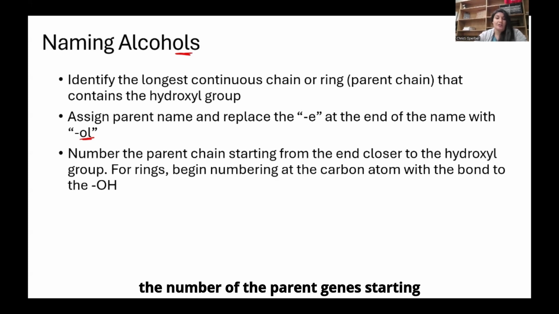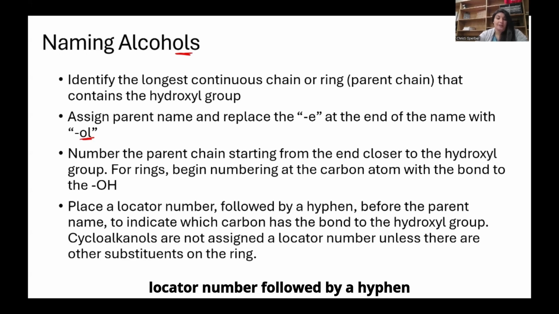Then number the parent chain starting from the end closest to the hydroxyl group. For rings, begin numbering at the carbon atom with the bond to the OH. Place a locator number followed by a hyphen before the parent name to indicate which carbon has the bond to the hydroxyl group. Cycloalkanols are not assigned a locator number unless there's other substituents on the ring.